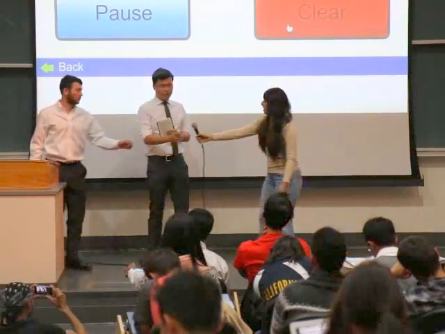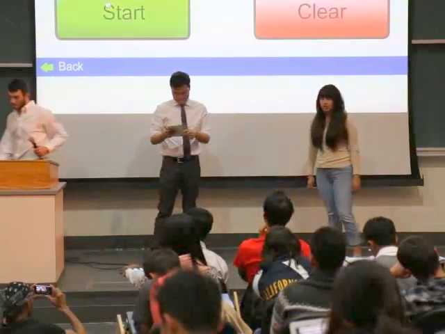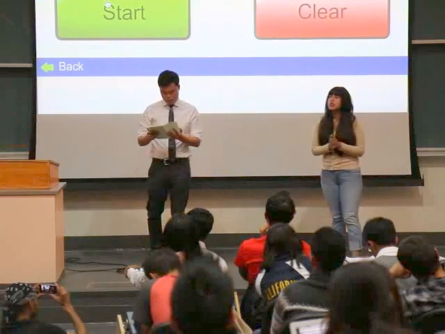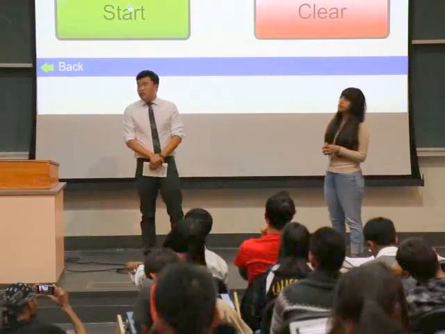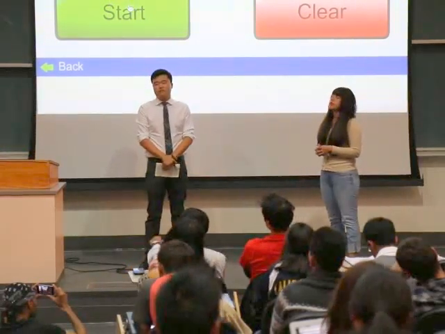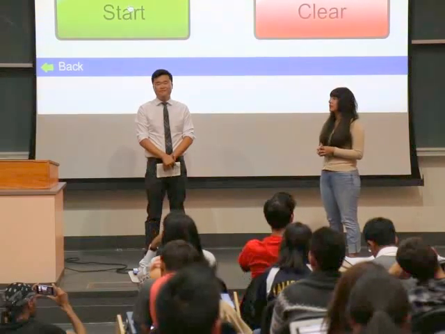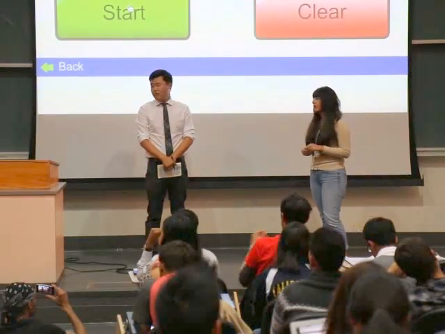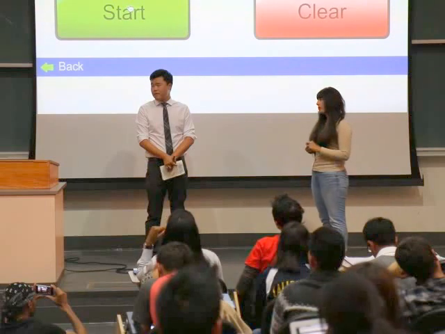You want me to repeat the question? So the question is, every student pays an annual fee to the ASUC, and that funding is then doled out to student groups on campus. How do you think the budgeting process can be improved?